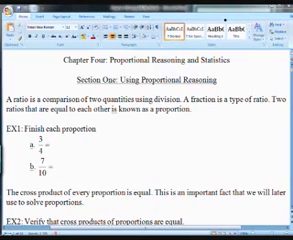Chapter 4, Proportional Reasoning and Statistics. We'll do Chapters 4 and 5, take a test on those, and we're nearly halfway finished with the book after this next test. So here we go.